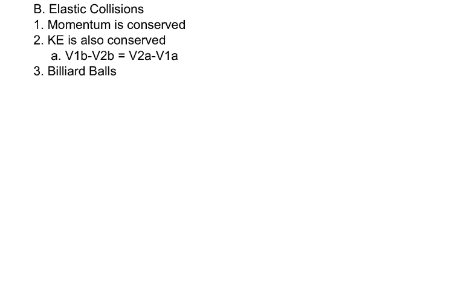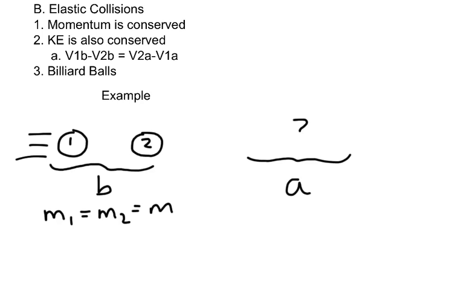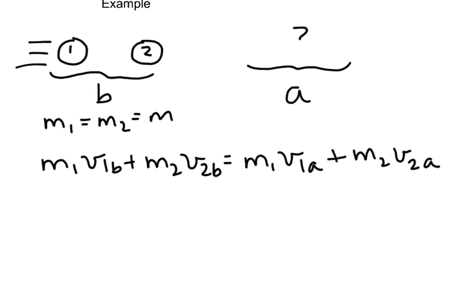Typically, when we talk about elastic collisions, this is in regards to billiard balls, or if you play pool, any type of balls like that. So I want to give you just a real quick example. Okay, we have billiard ball 1 moving towards billiard ball 2 at rest before a collision. After the collision, what happens to their velocities? We also know that they all have the same mass.